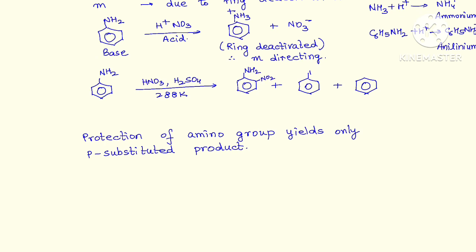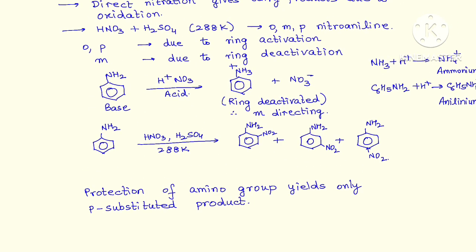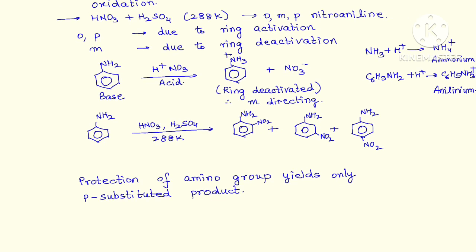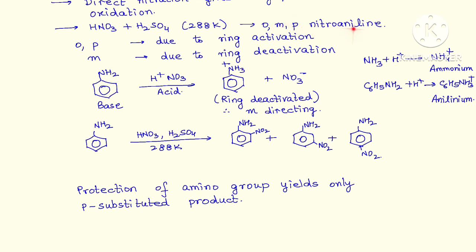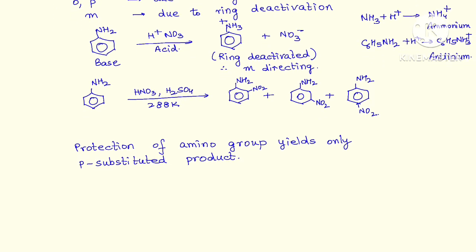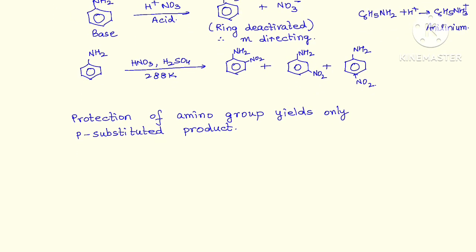With regard to the NH2 group, you will have nitro at the meta position. With regard to NH2 group, you will have nitro group at the para position. So we have a mixture of ortho, meta and para substituted products. Ortho, meta, para nitroaniline. What's the way out? Yes, exactly.